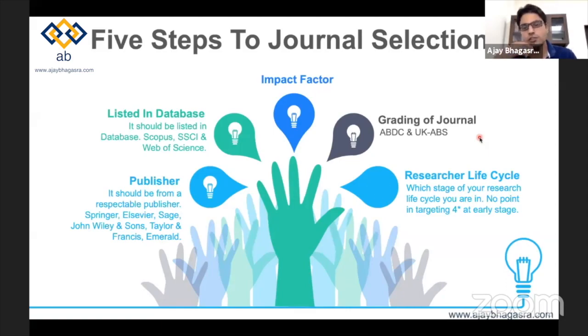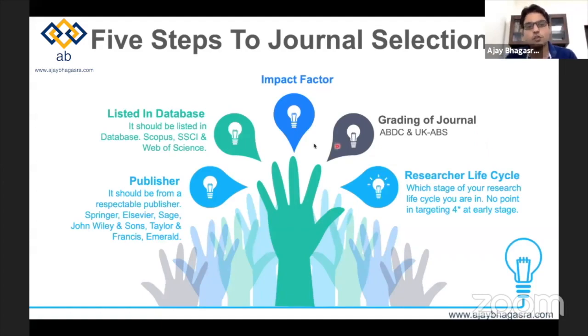But if today I start targeting a 4-star at an early stage, it is very difficult. So today, if I expect that my article should be published in Harvard Business Review, I'm perhaps being too optimistic, because they have a lot of criteria to include journals. So that is something sensible for you to do.